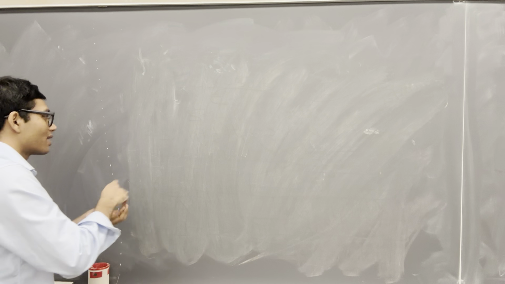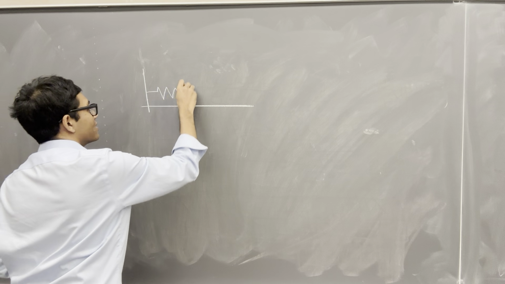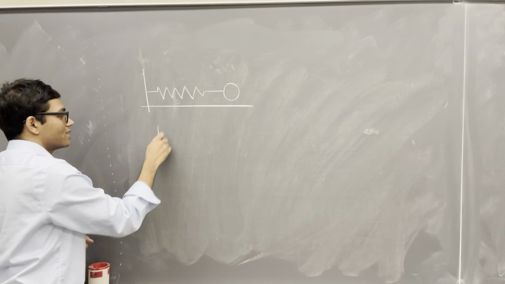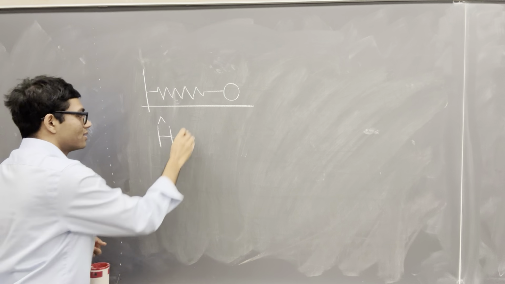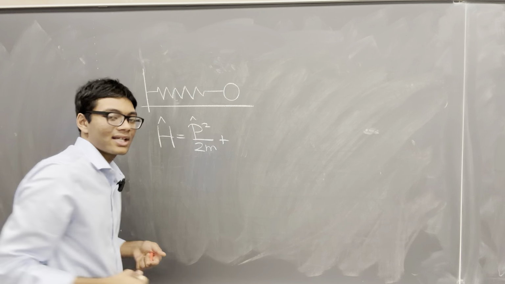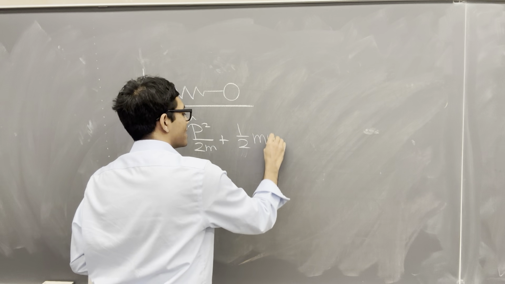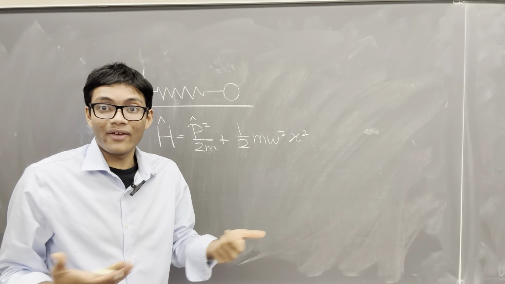The simple harmonic oscillator is just a spring. So here is a simple harmonic oscillator, and it's described by a very simple Hamiltonian. The Hamiltonian describing the simple harmonic oscillator is just the kinetic energy, p squared divided by 2m, which is the same thing as 1/2 mv squared, plus 1/2 m omega squared x squared. This is just another way to write the spring potential, which is 1/2 kx squared.